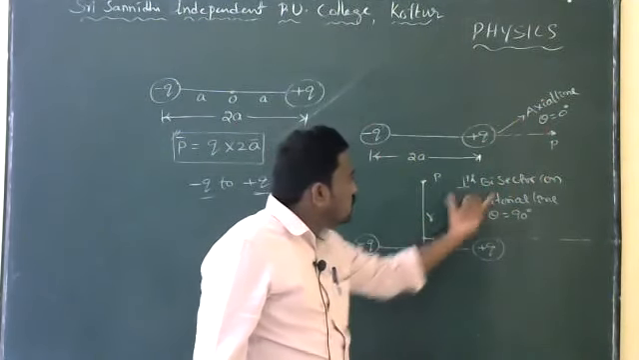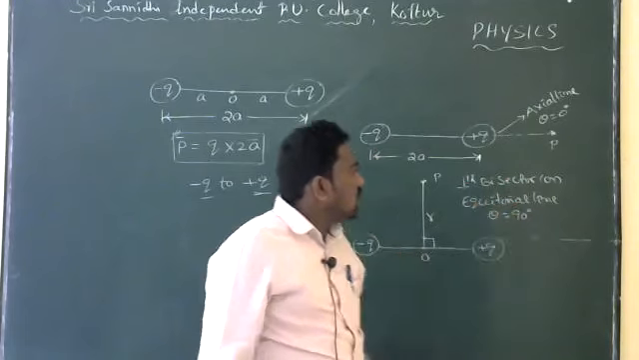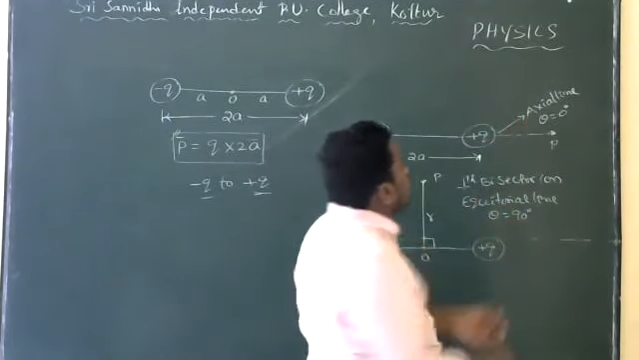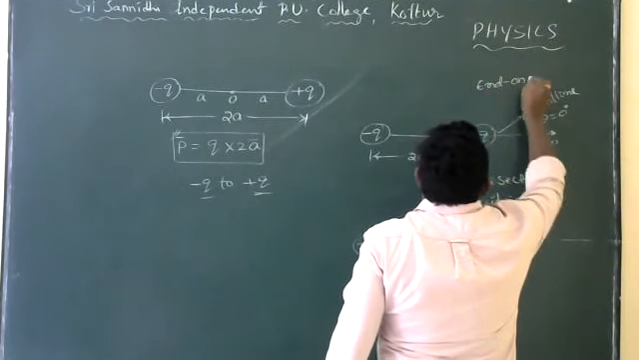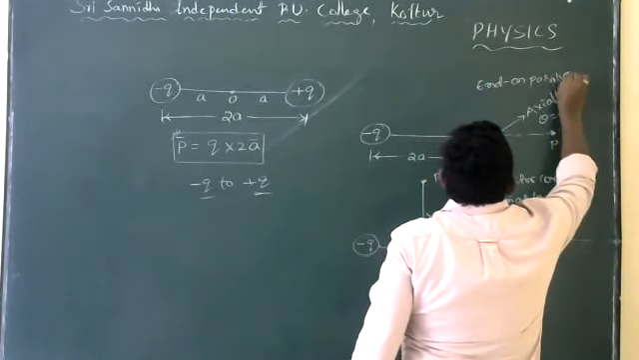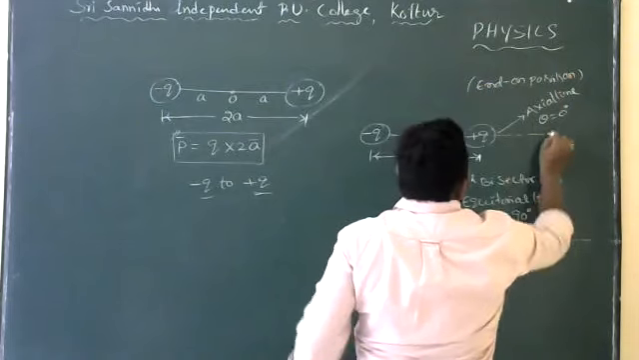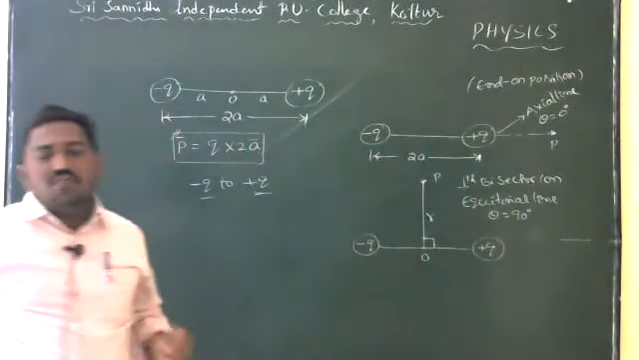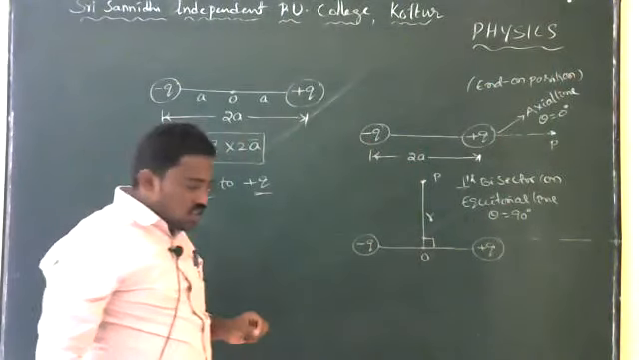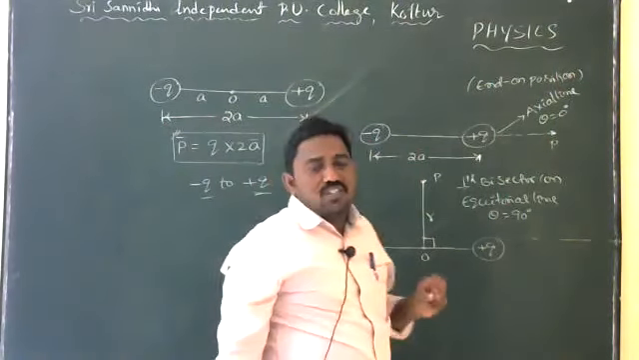Perpendicular to the dipole is called the perpendicular bisector or equatorial line. The axial line is the end-on position. These two questions are very important, so keep them in mind.